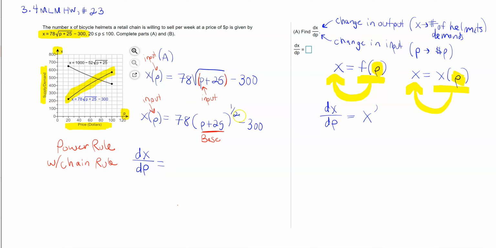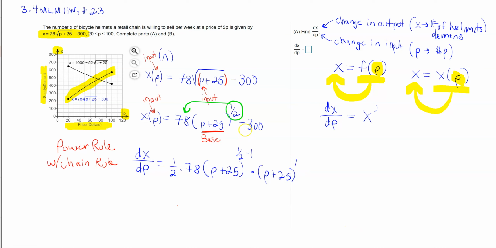The power rule says you drop that exponent down to the front and multiply it. So I'm going to end up doing 1/2 times 78. Then I rewrite my base exactly as it's given to me. Then I decrease that exponent by 1. Then I need to tack on the derivative of the base.